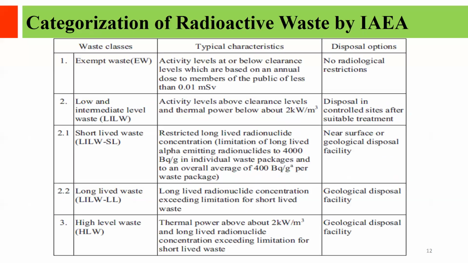Now, when we talk about the International Atomic Energy Agency, they also categorize waste in a different form. Maybe called exempt waste, low and intermediate level waste, short-lived waste, long-lived waste, high-level waste, and the typical characteristics of the waste being generated and what are the disposal options available. So every country can have its categorization based on the regulatory authority under which they are regulated, and usually we can follow the IAEA categorization and radioactive waste guidelines also.